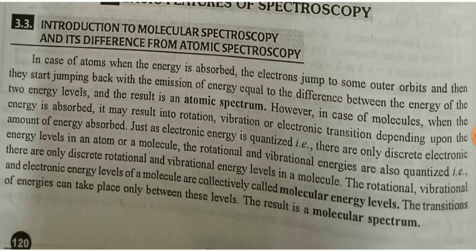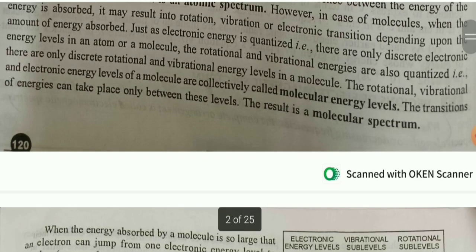Just as electronic energy is quantized, that is, there are only discrete electronic energy levels in an atom or a molecule, the rotational and vibrational energy are also quantized, that is, there are only discrete rotational and vibrational energy levels in a molecule. The rotational, vibrational, and electronic energy levels of a molecule are collectively called molecular energy levels. The transitions of energies can take place only between these levels. The result is a molecular spectrum.